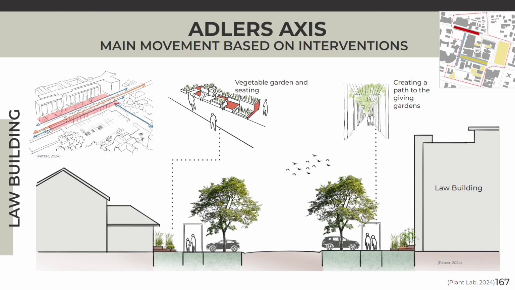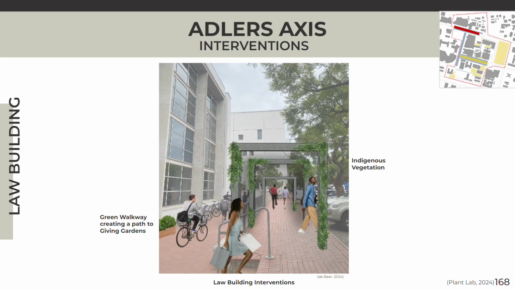This section illustrates the vegetated seating, which allows users to interact, rest, and relax along the walkway. We have also proposed a vegetated pergola along this route. This composition illustrates the application of the vegetated pergola and the space making that the intervention creates alongside the Law building.